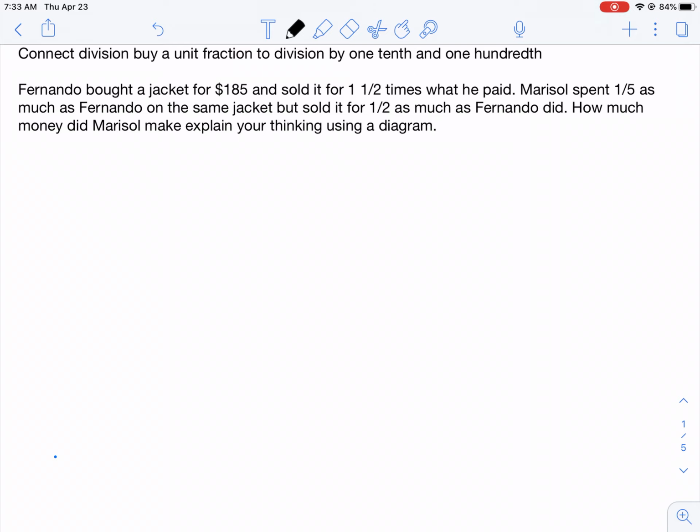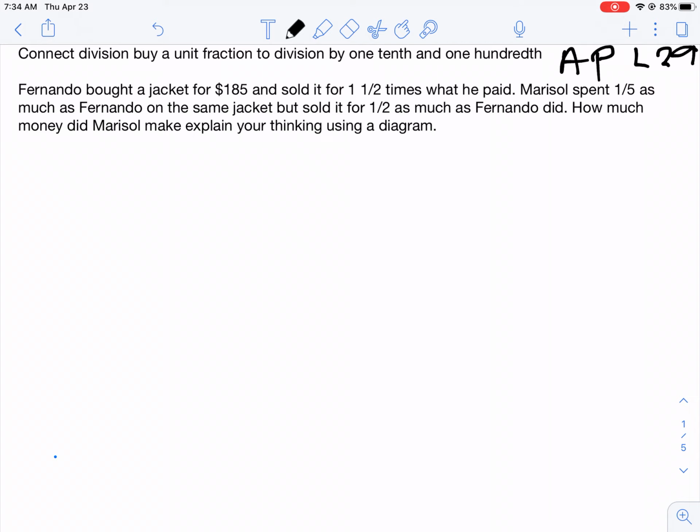This is the application problem for lesson 29. It says Fernando bought a jacket for $185 and sold it for 1.5 times what he paid. Marisol spent 1/5 as much as Fernando on the same jacket, but sold it for 1/2 as much as Fernando did. How much money did Marisol make? Explain your thinking using a diagram.